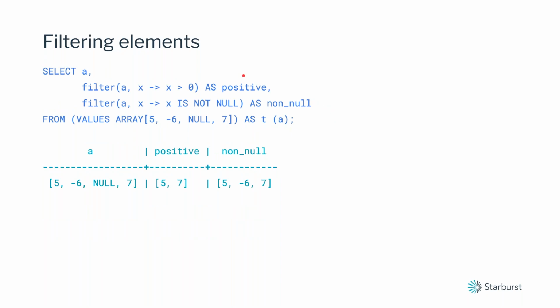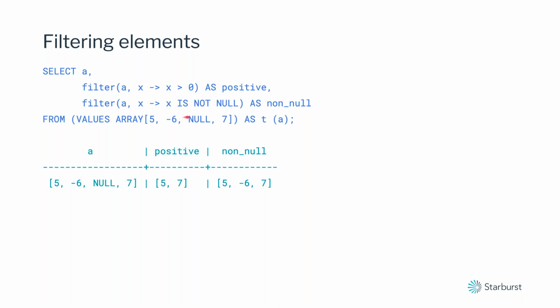Another thing we can do is filter values in an array, so that we can take an input array and return a new array with only the elements that match the filter. So we've got an array with 5, -6, null, and 7. We can say, give us an array where we only have elements that are greater than 0. And so we get this output where we only get elements 5 and 7.